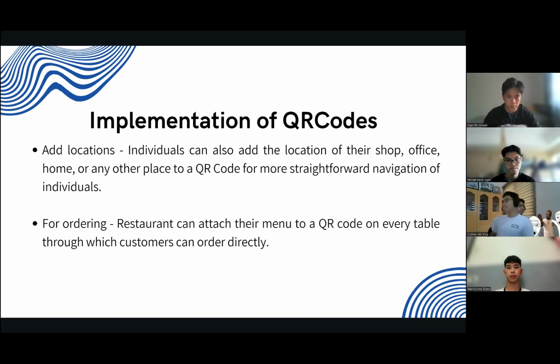QR codes can also be used to add locations. Individuals can also add the location of their shop, office, home, or any other place to a QR code for more straightforward navigation for individuals. Next, QR codes are used for ordering. Restaurants can attach their menu to a QR code on every table through which customers can order directly.